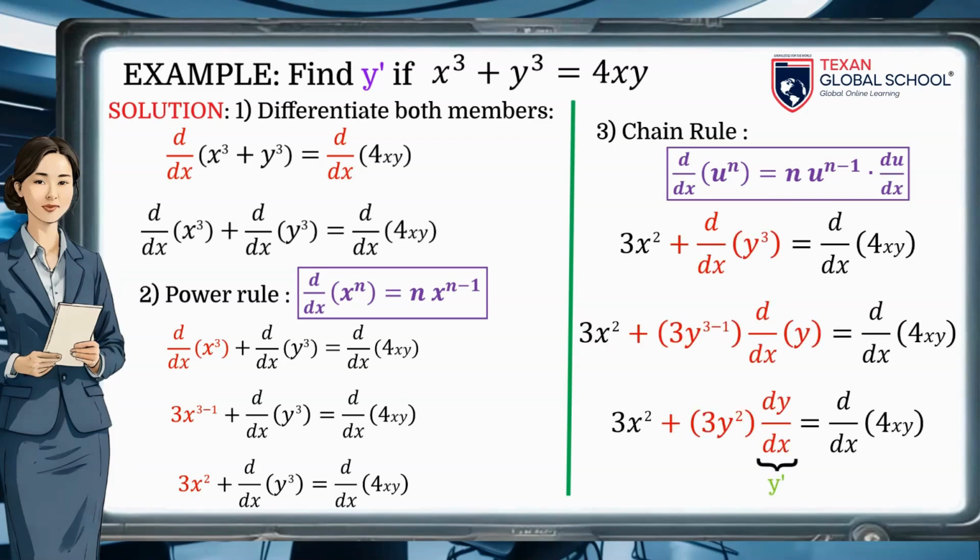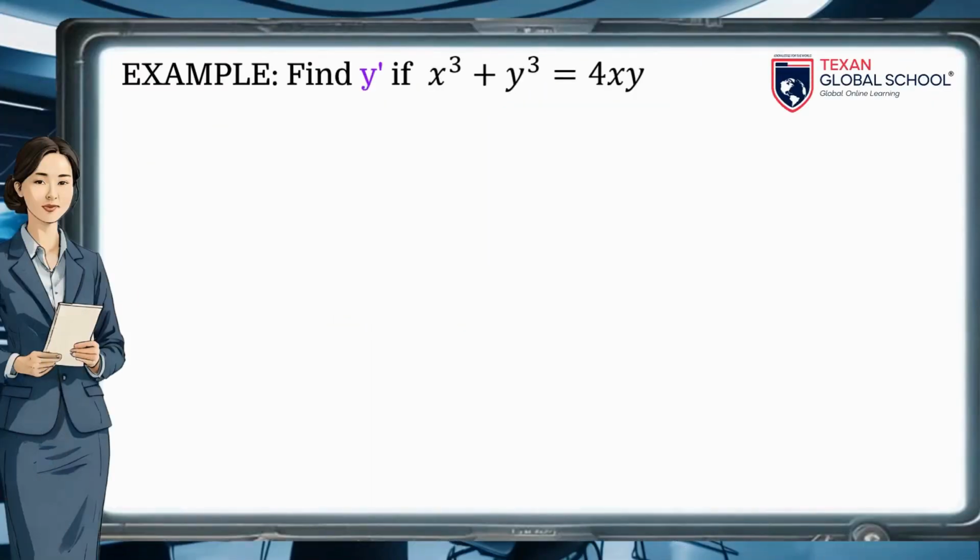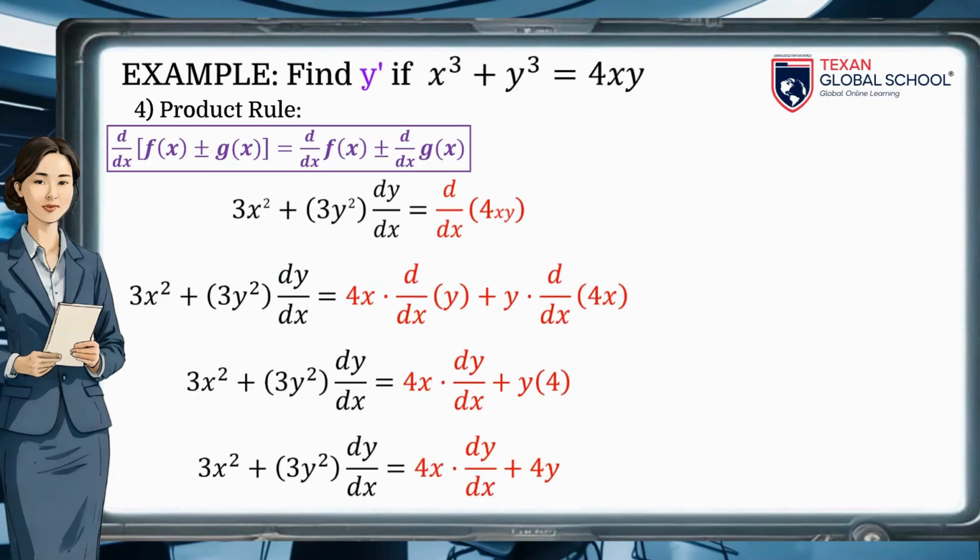On the right side, apply the product rule, which is the first factor times the derivative of the second, plus the second factor times the derivative of the first. So the derivative of 4xy is 4x times the derivative of y, plus y times the derivative of 4x. Hence, differentiate the missing factors of each term.